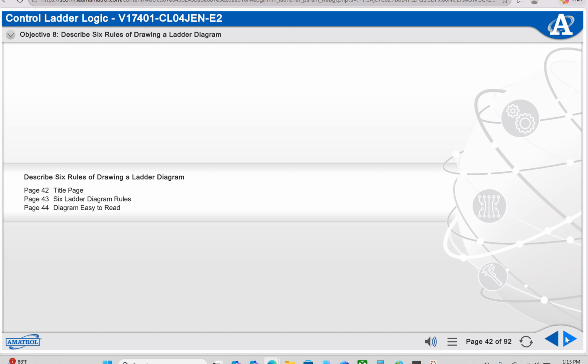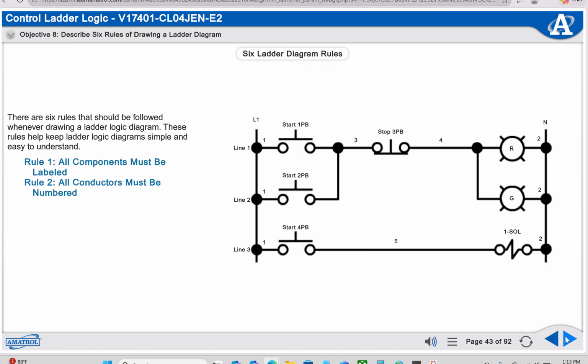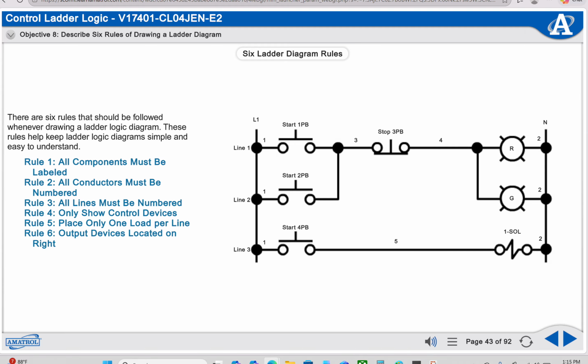Describe 6 rules of drawing a ladder diagram. There are 6 rules that should be followed whenever drawing a ladder logic diagram. These rules help keep ladder logic diagrams simple and easy to understand. Rule number 1. All components must be labeled. Rule number 2. All conductors must be numbered. Rule number 3. All lines must be numbered. Rule number 4. Only show control devices. Rule number 5. Place only one load per line. Rule number 6.